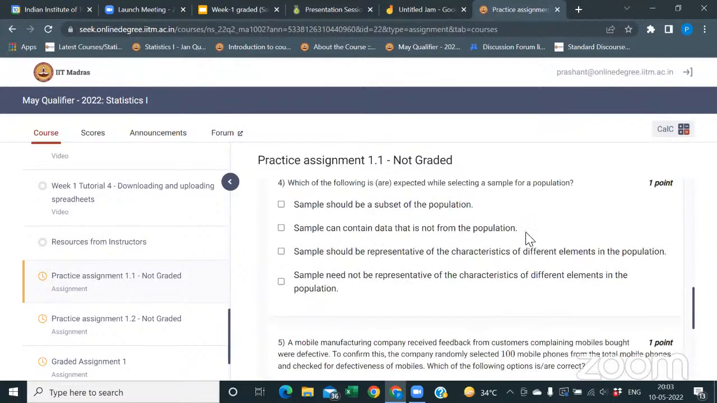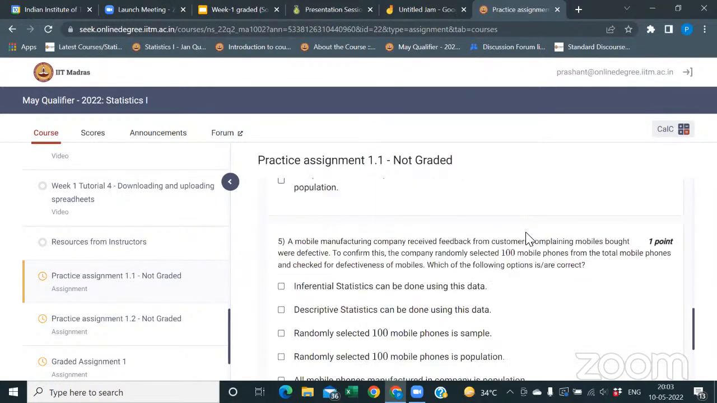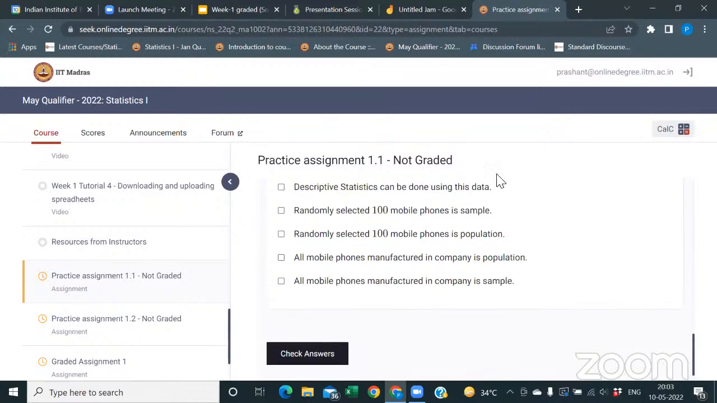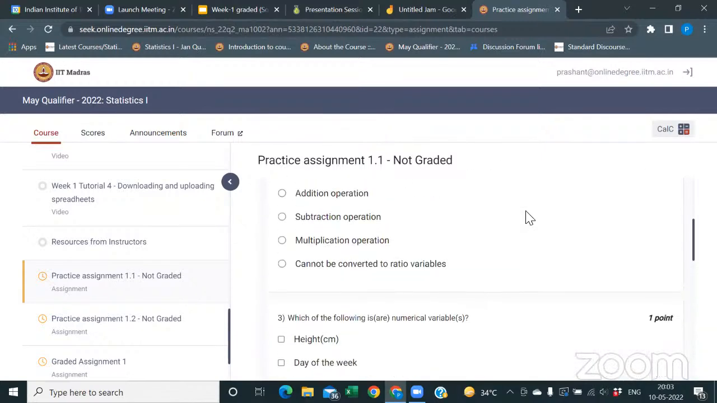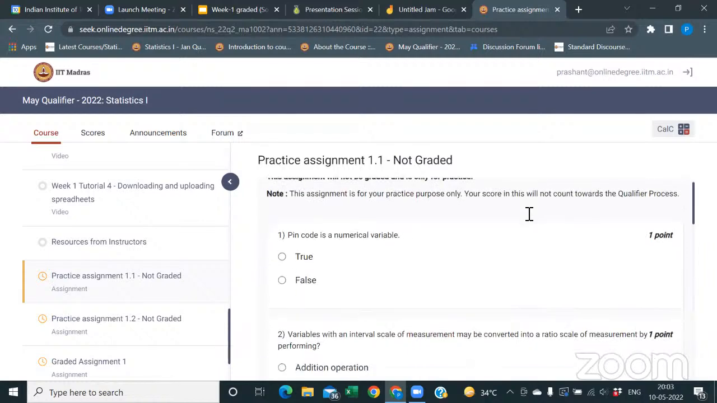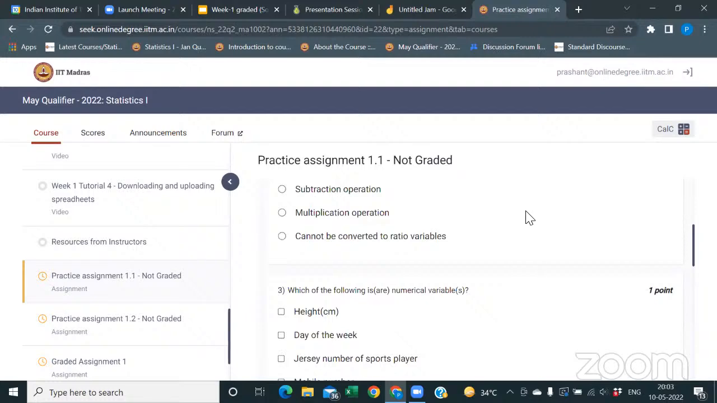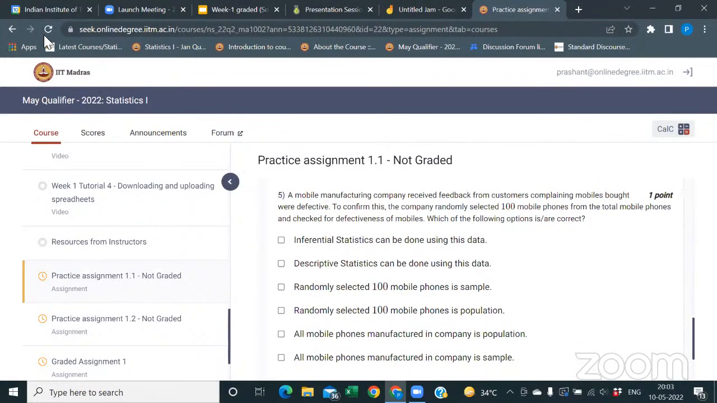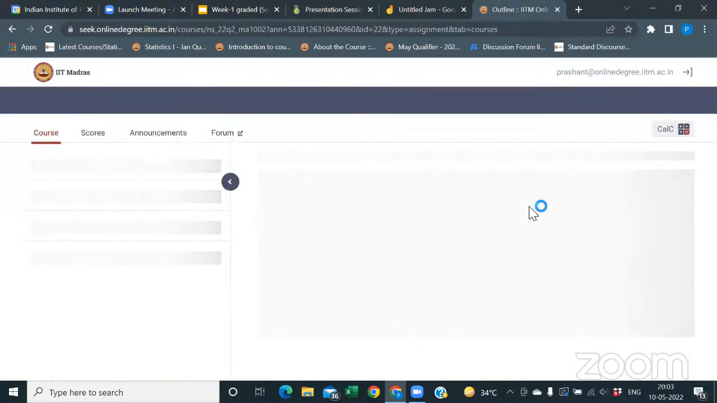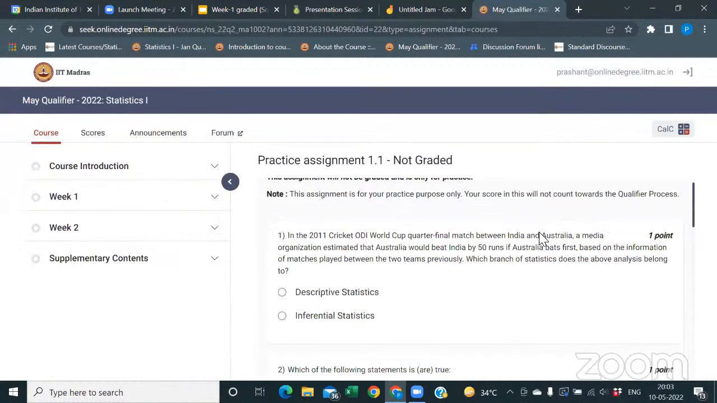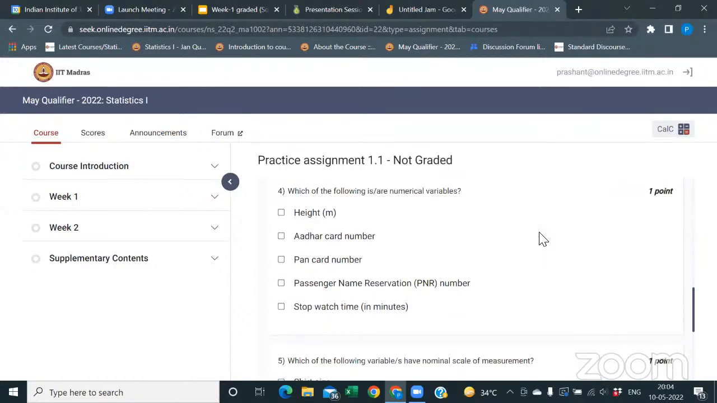Question number 5, right? Yes, I have this question, from practice assignment 1.1, question number 5. In that question, it was written numerical variable, and in the options there was Aadhaar number and other things. So my question is, sir, why is Aadhaar card number not a numerical variable? Because it has numbers, sir.